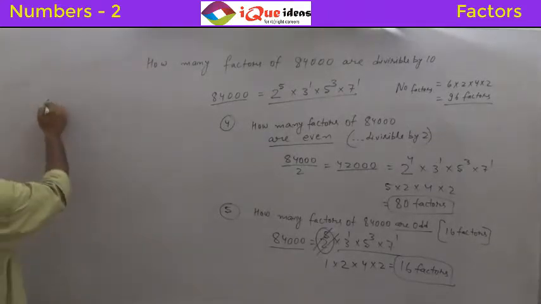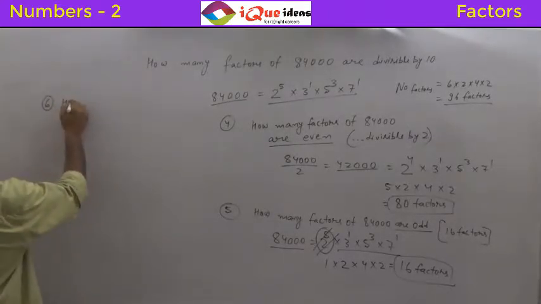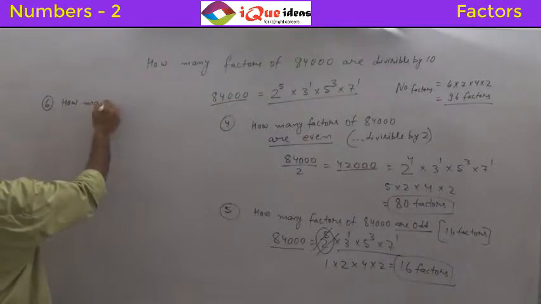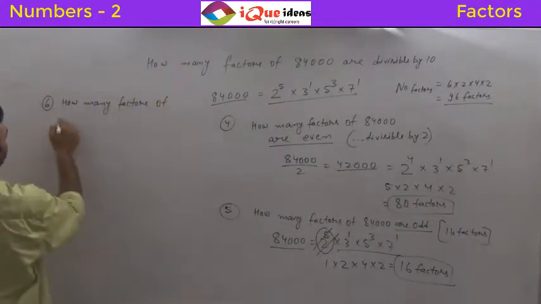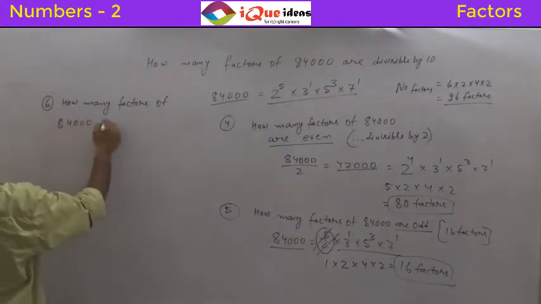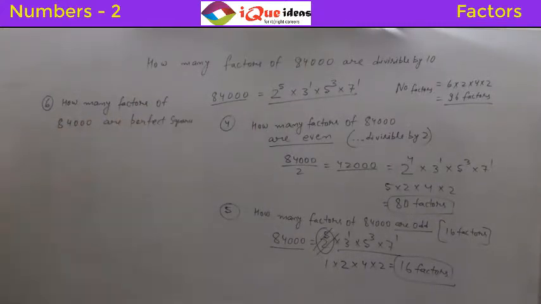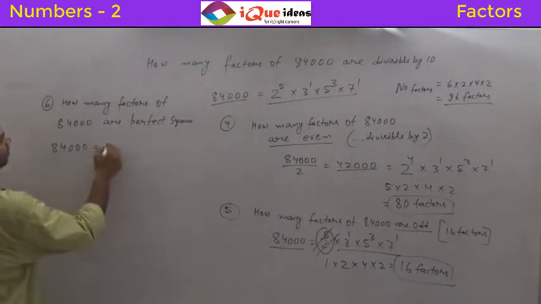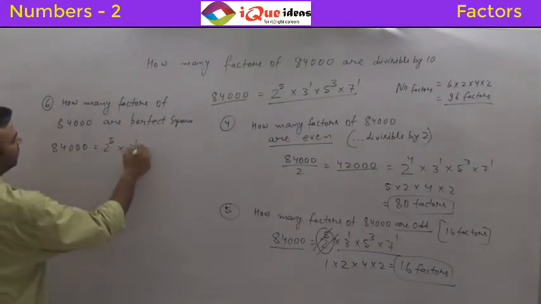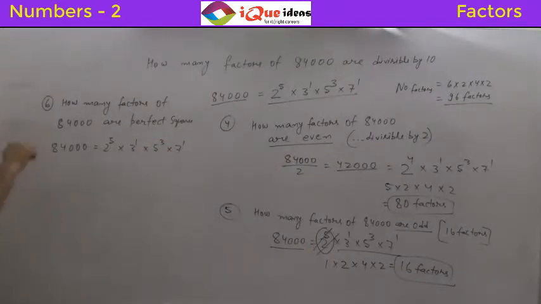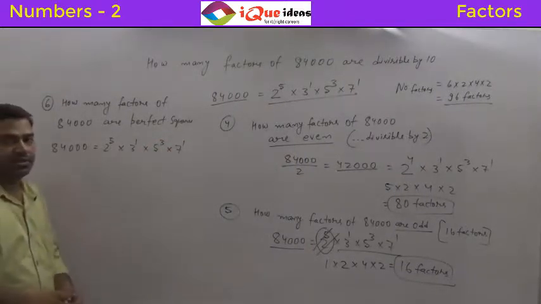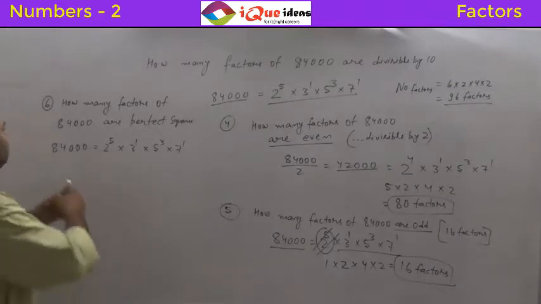So, sixth question. How many factors of 84,000 are perfect squares? Again, factorize 84,000. What do we have? 84,000 is 2 raised to 5 into 3 raised to 1 into 5 raised to 3 into 7 raised to 1. In one of the previous examples, we had actually discussed that any square will look like this.